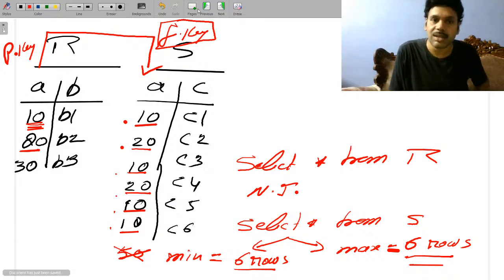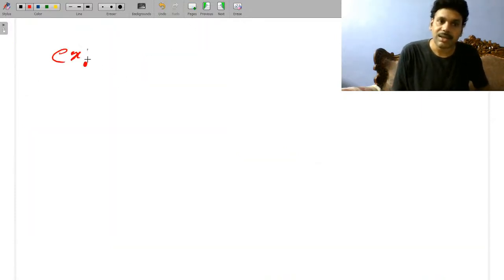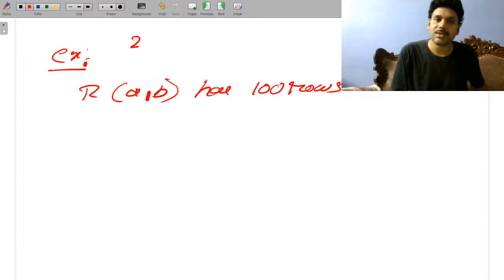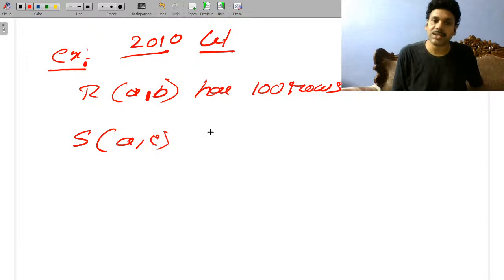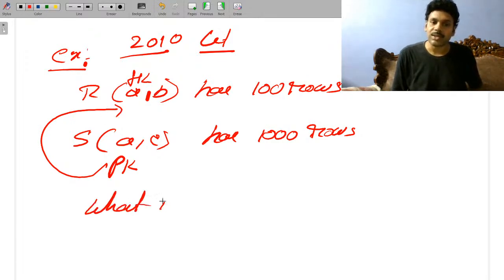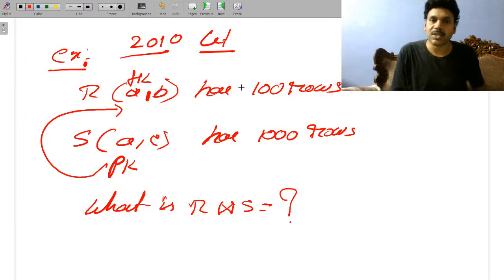How can I say the answer? Please observe now. I say, for example, R of A, B has 100 rows. This is your 2010 GATE question. And I say S of A, C has 1000 rows. Okay. And now this is the primary key. This is the foreign key. Now I am asking, what is R natural join S? Anybody?